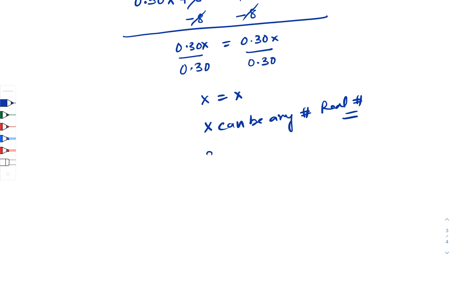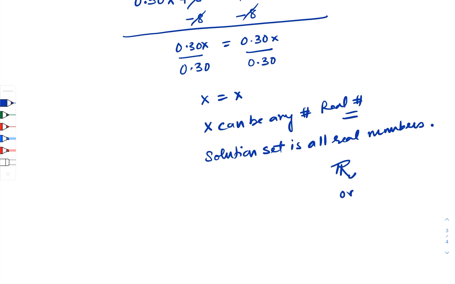So what we can say is that the solution set is all real numbers, okay? This is also represented as a capital R, like this, with a double line, or it can be represented as a brace in another brace, ranging from negative infinity, comma, positive infinity, okay?